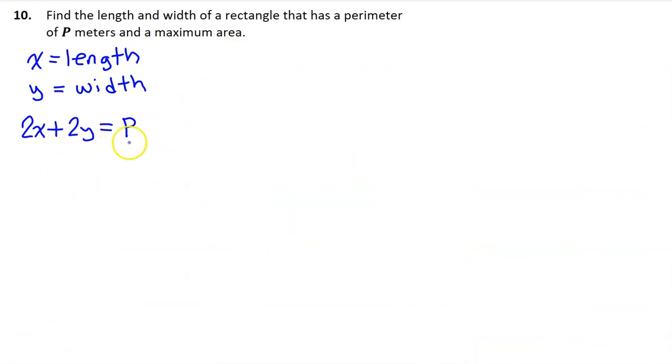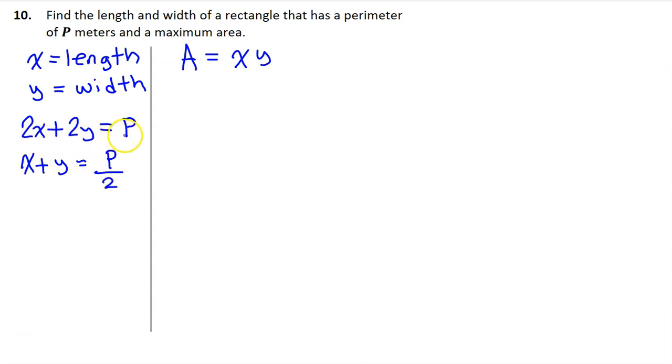So far we have this. We are trying to maximize area, which equals x times y. But we need to rewrite this in terms of a single variable. So again, let's get y by itself. Dividing both sides by 2, we get x plus y is equal to P over 2. Subtracting x from both sides gives us y equals negative x plus P over 2. Let's substitute this in for y.